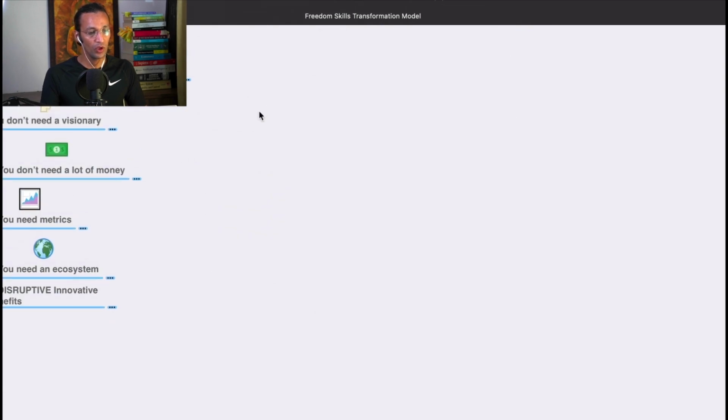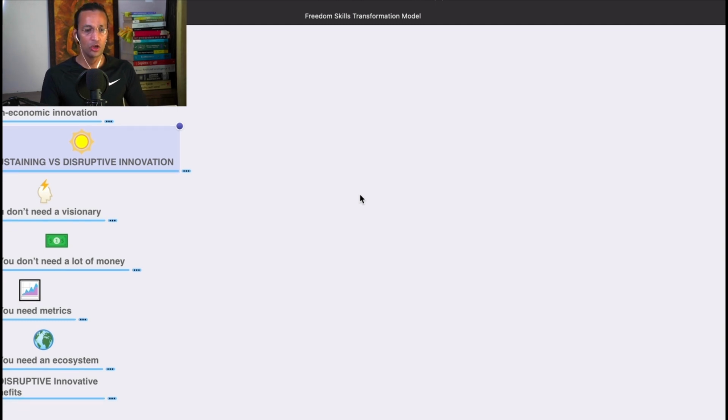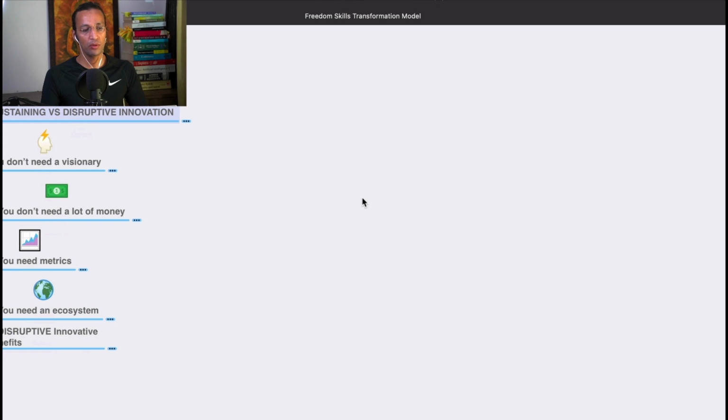So you don't need to be a visionary for innovation, disruptive or sustaining. You just need to observe, be creative, be critical, and apply first principles, so you will be able to achieve the objective. You also don't need a lot of money. You can do frugal innovation, where you can start with minimum investment. And you just need to be an observer, think ahead, be proactive. So if you learn the Freedom Skills Transformation Model properly, you will become a person for whom nothing is impossible.